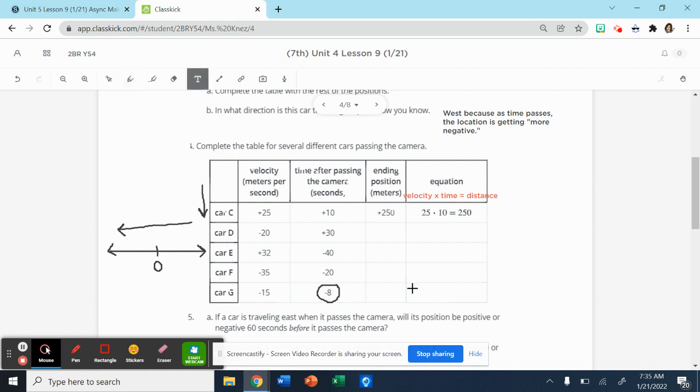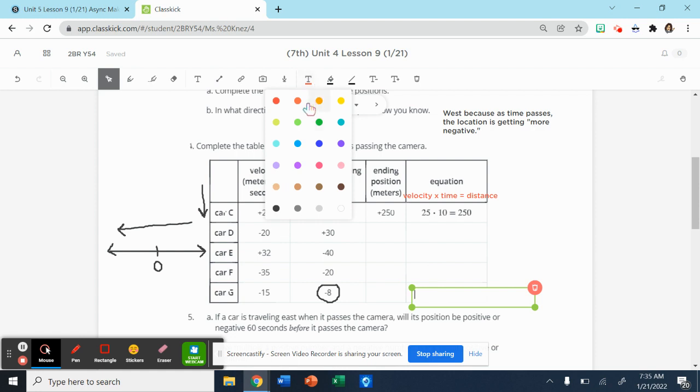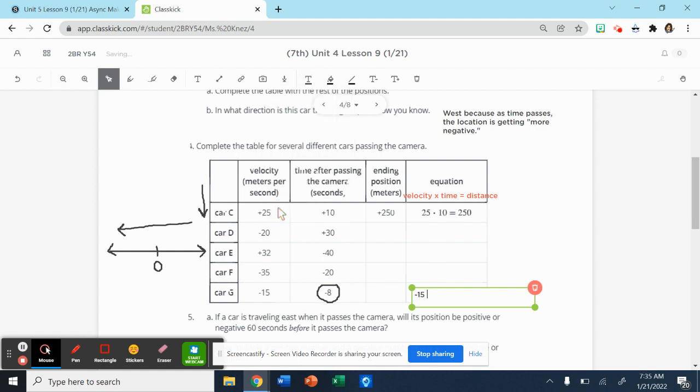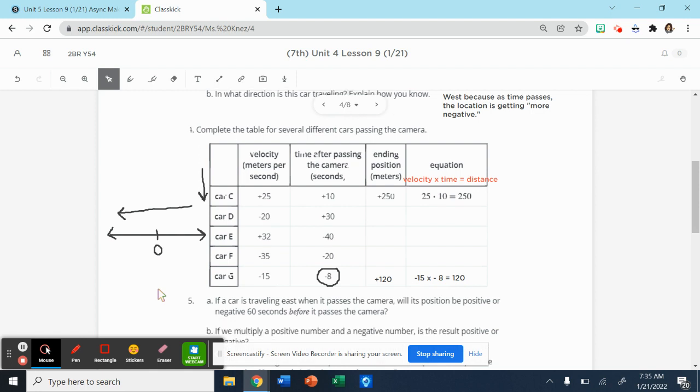And we can solve this the same way we would solve any other question that we've seen so far. We can multiply velocity times time, 15 times 8. This is, of course, negative 15 times negative 8, and it is a positive 120. And the reason it's positive is what I just drew on the number line, which is that we know that at negative 8 seconds, the car has not yet passed 0, but it's moving west in the negative direction. And so when the time is negative, the position is still positive.